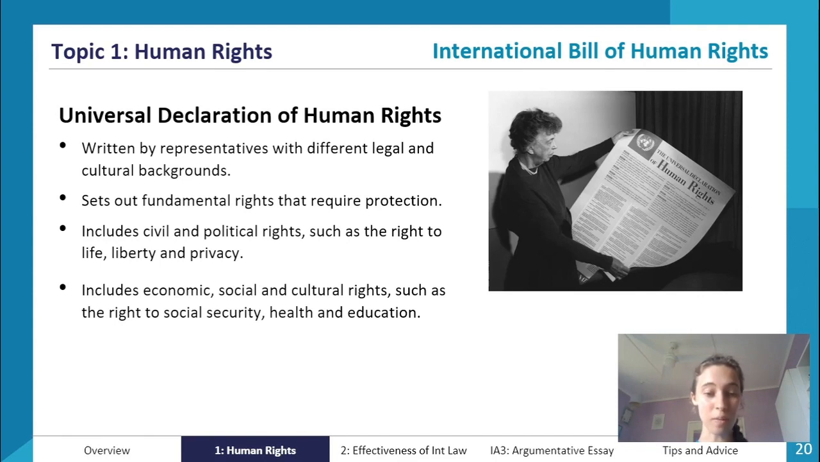So it sets out those fundamental rights that require protection, and there's a range of those. So we've got civil and political, and that can include privacy and life and liberty. And then also economic, social, and cultural. So social security, health, and education are examples there. And you can see that that is an old photo from back in the day when the declaration was first made. So quite interesting to see it on such a big piece of paper.